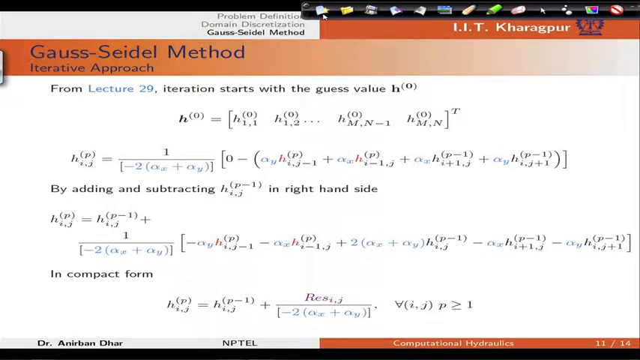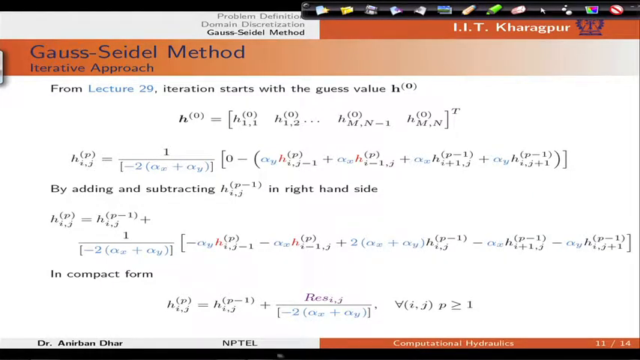Now, in this case it is interesting to note that with single storage, that means we have stored only the h_ij values, but we have not constructed our A matrix. We have only multiplied these alpha x, alpha y terms here, and without constructing our A matrix we can solve this thing.